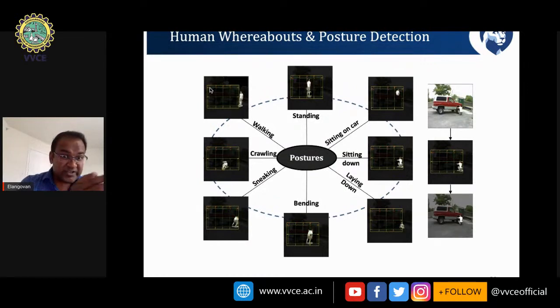So using that HVI zoning, we can detect the multiple postures of a person with respect to the leaf. Okay? We can detect whether a person is standing or bending or sitting or laying down and so on. Given multiple images, if I perform a sequence analysis, we can say that the person is walking or crawling or sneaking and so on.